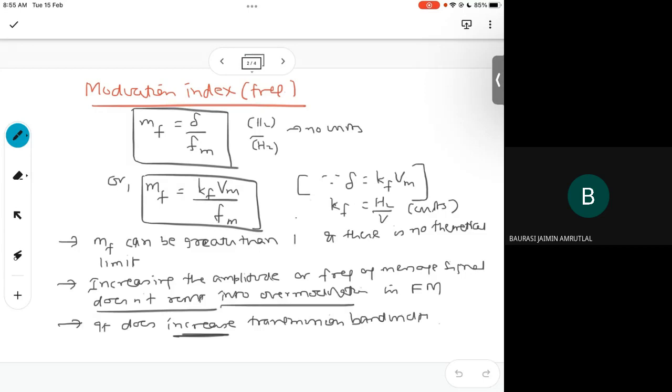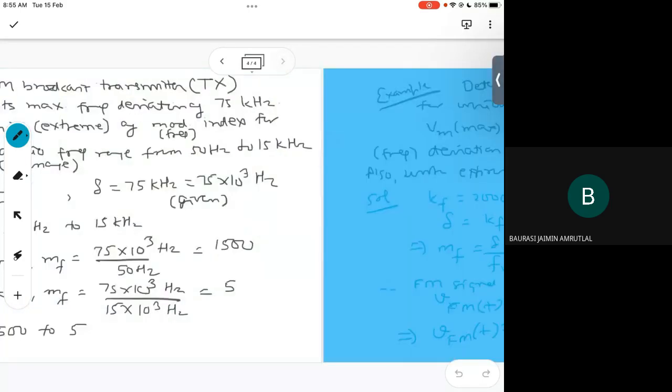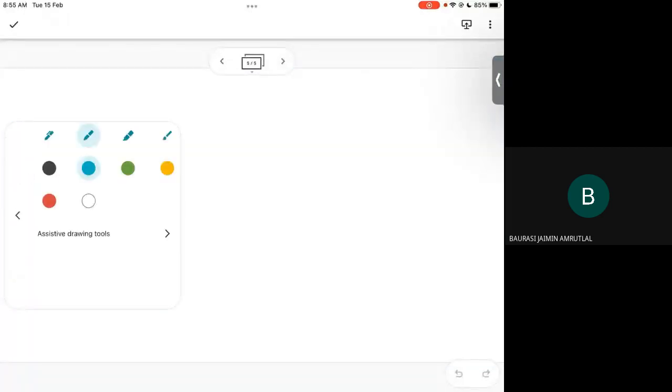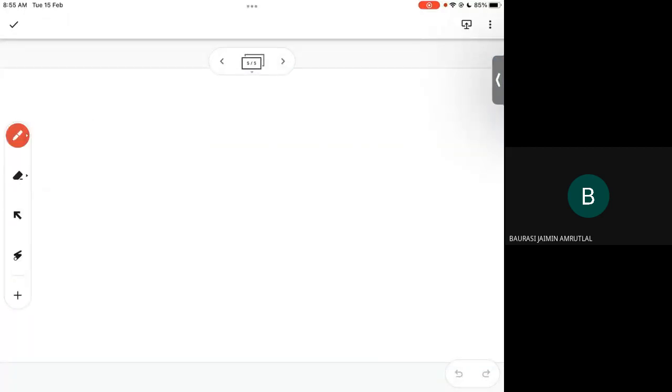Now there is another parameter which I want to introduce besides KF and MF, which is delta f. Now that is very important. Why? What is this delta f? So I introduced another parameter, which is what we call the instantaneous frequency deviation. What does that mean?